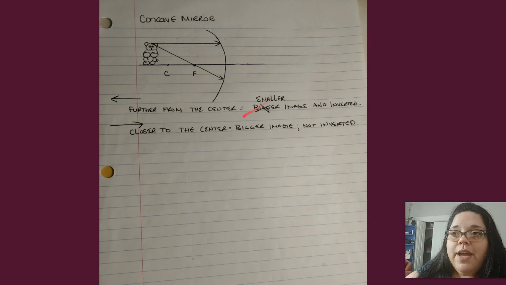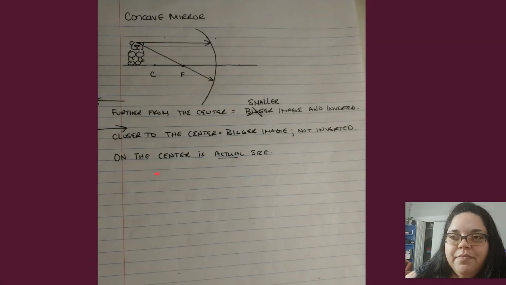Okay, so the further this way, the smaller the image and inverted. And then if I go to the right side of where the center is, then it's going to be bigger and not inverted. It's going to be right side up. On the center, of course, will be the actual size.